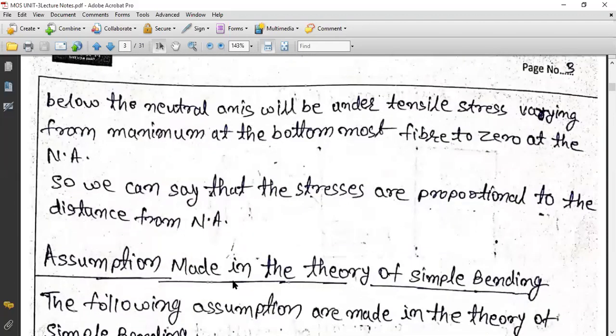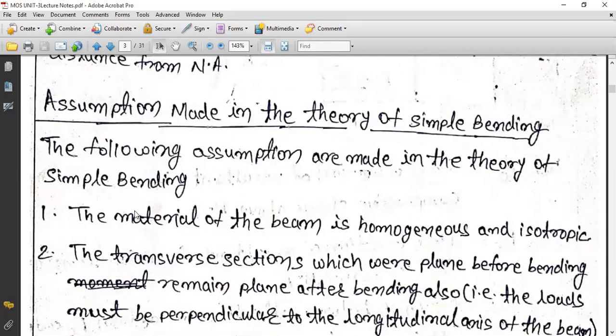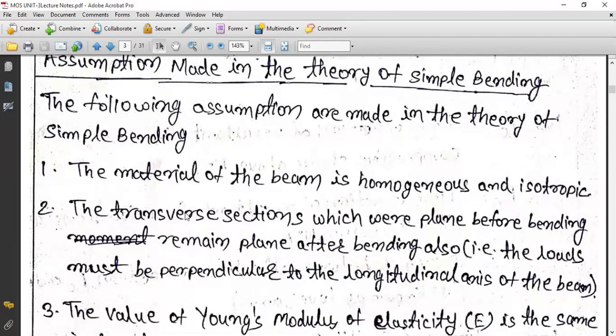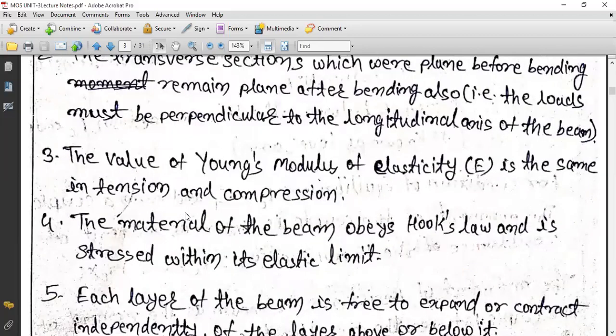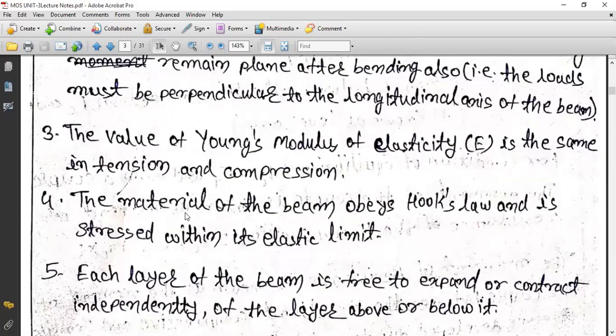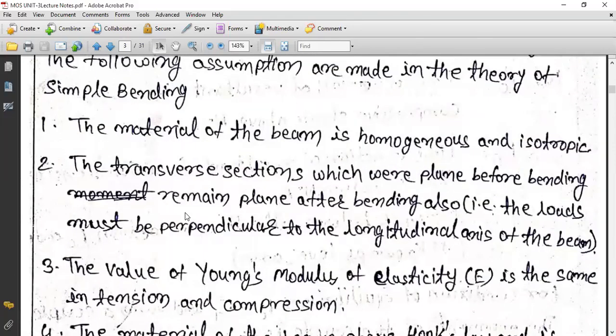And what are the assumptions? These assumptions are also very important for the exam, because in JNTU they can ask for 3 marks: write the assumptions for the theory of simple bending. Just remember all the assumptions; there are 6 assumptions. You can see these assumptions are very easy.